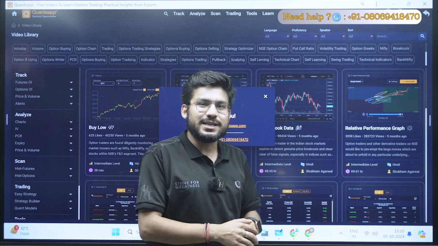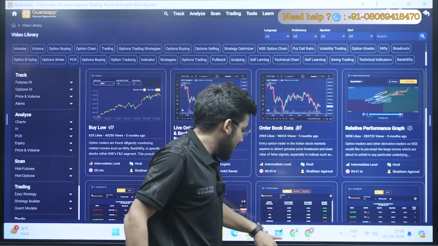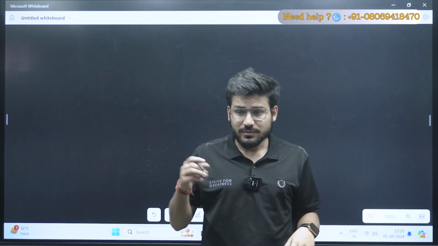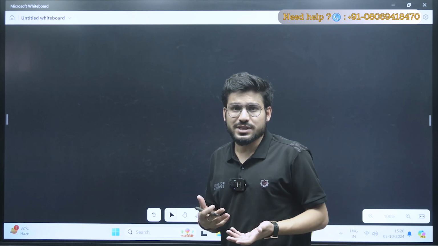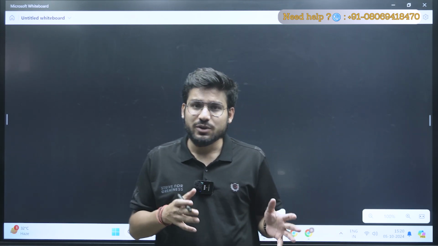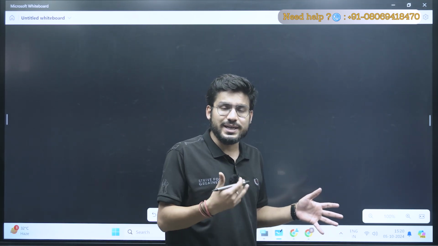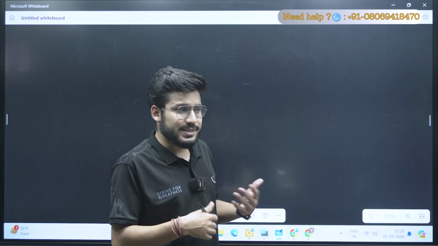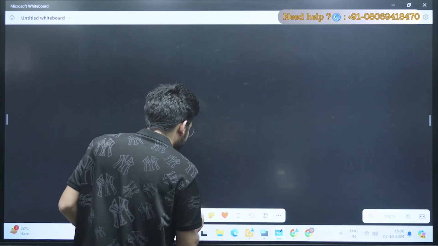So let's get back to today's session, that is how you can trade with the smart money concept, right? And in smart money concept we will be focusing on liquidity grab. ठीक है, होता क्या है, कैसे इसको ट्रेड करना है, so we'll be looking at that, right?